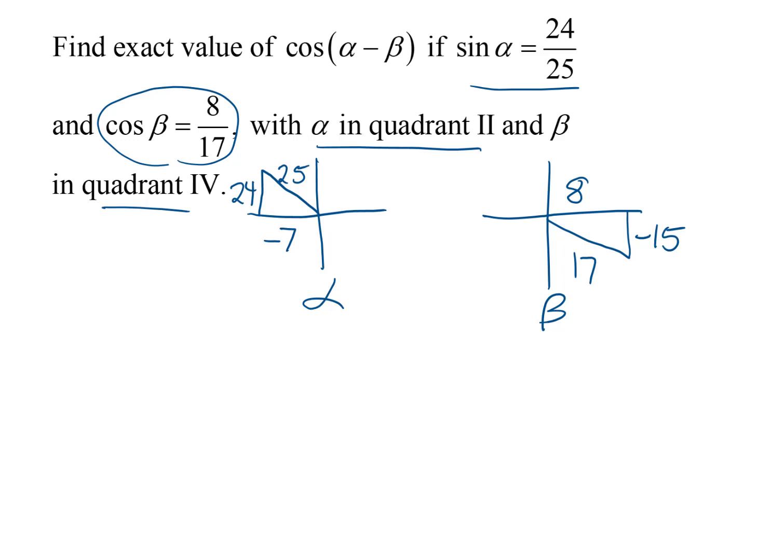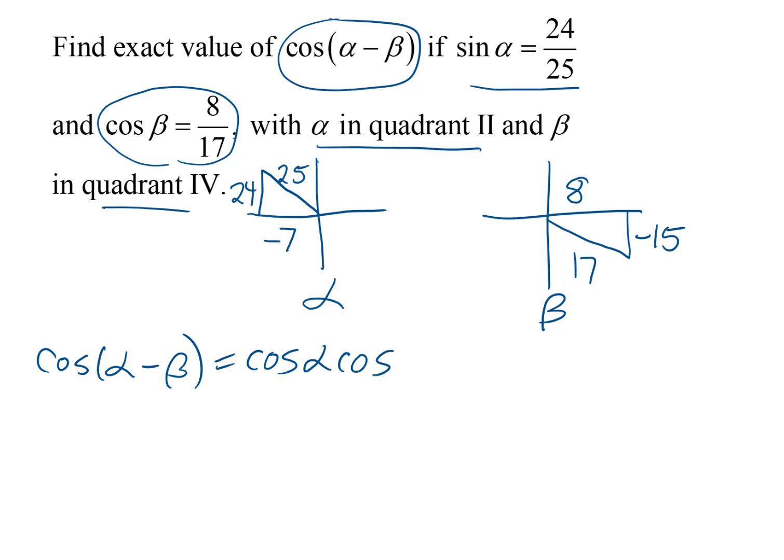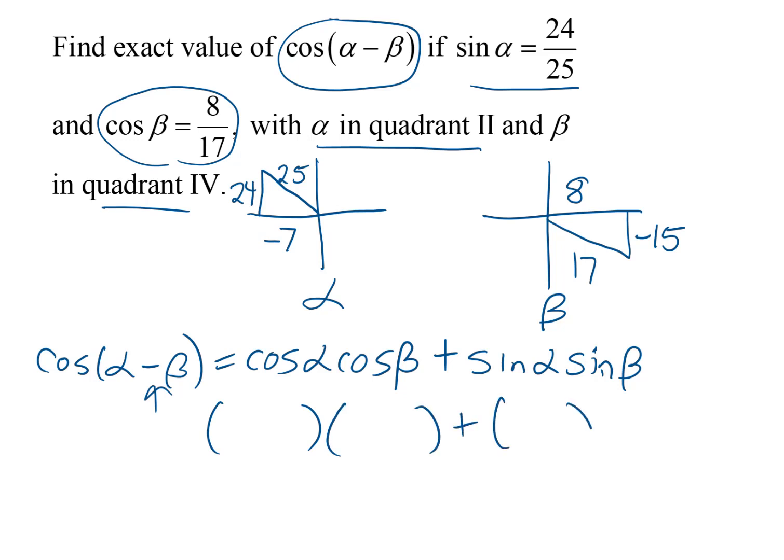Now that I have those triangles drawn, I am going to find cosine of alpha minus beta by using the difference formula for cosine, which is cosine of the first angle, cosine of the second angle. It's a minus here, so it's going to be a plus here, sine of the first angle, sine of the second angle. Now, all I need to do is pick off those angles by looking at the triangle, putting in each of the pieces.